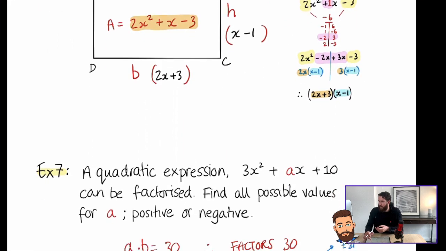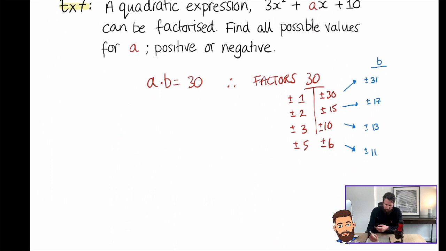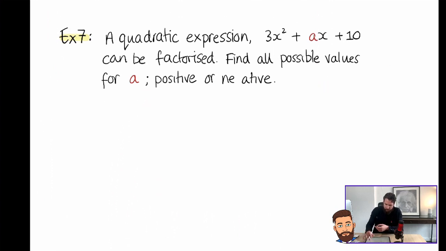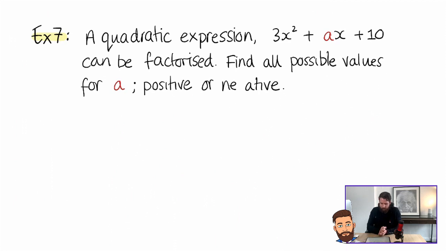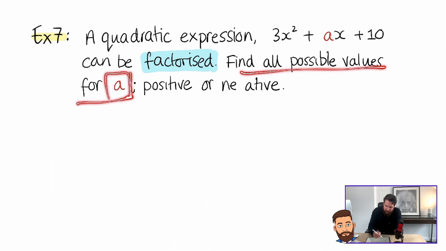So that will take us on to example 7, which again is one that you have to think about. Okay. So here it says a quadratic expression 3x squared plus ax plus 10 can be factorized. So they've told us that you can actually factorize it. Find all the possible values for a, positive or negative. Okay, positive or negative.